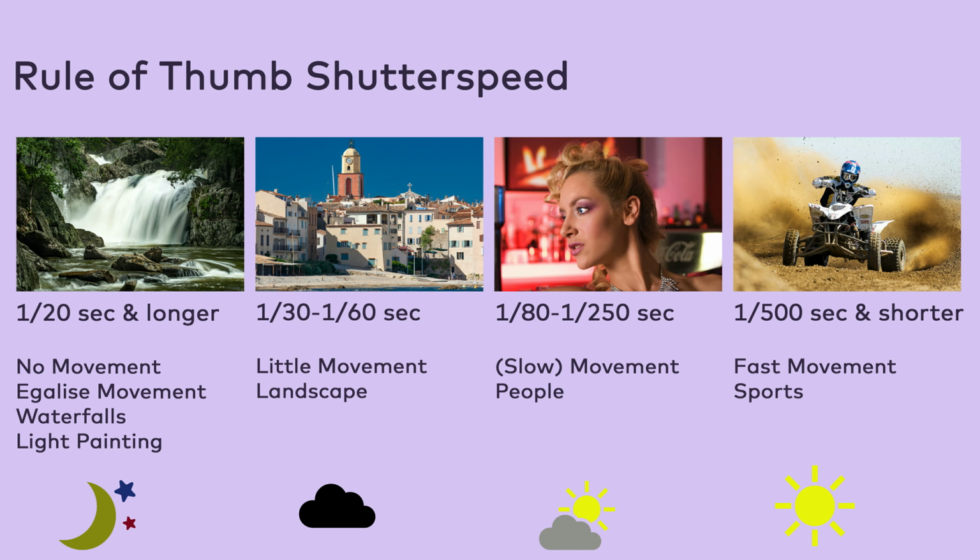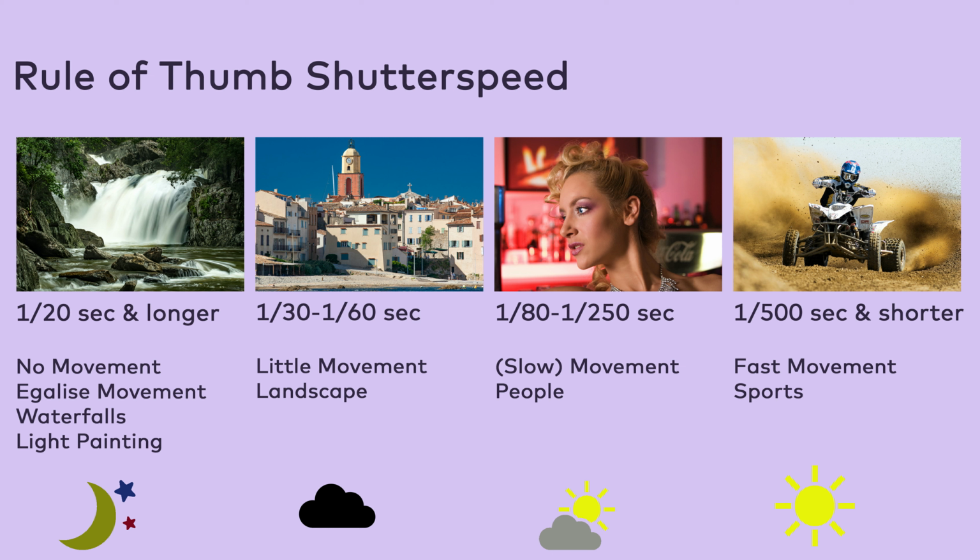The second rule of thumb can be found here. If your subject is not moving, or if you want to blur that movement, such as with waterfalls, you can often use shutter speeds longer than 1/20th of a second using a tripod. With subjects with little movement, you can use relatively slow shutter speeds between 30th and 60th of a second, for example with landscapes and buildings.